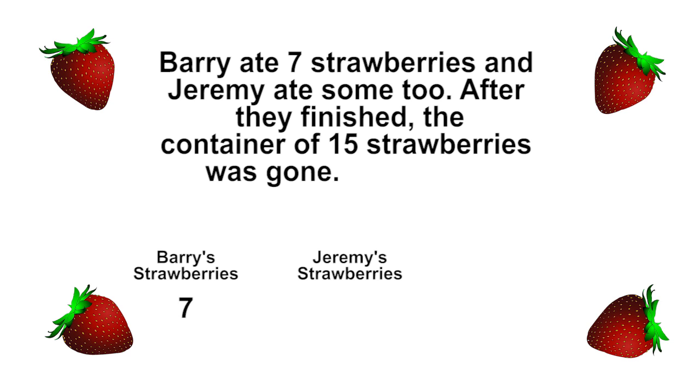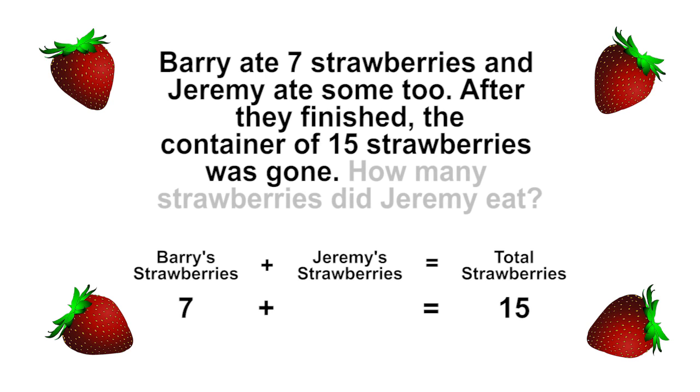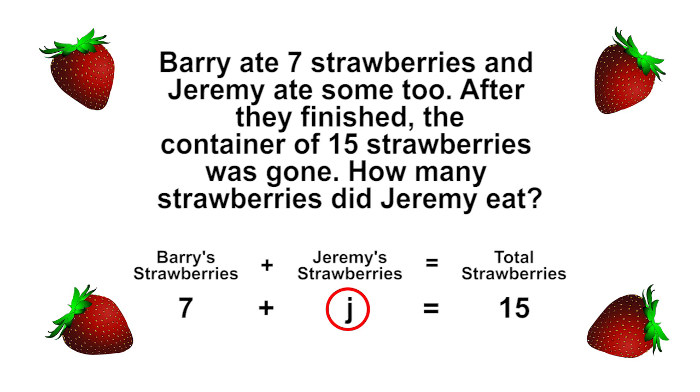Now, after they finished, the container of 15 was gone. This means that the combined number of Barry's and Jeremy's strawberries was 15, or the equation 7, which is Barry's strawberries, plus Jeremy's strawberries equals 15. The information we do not know is the amount Jeremy ate. Instead of putting a box or a question mark or even his entire name, we can just use the letter J to represent the amount Jeremy ate.